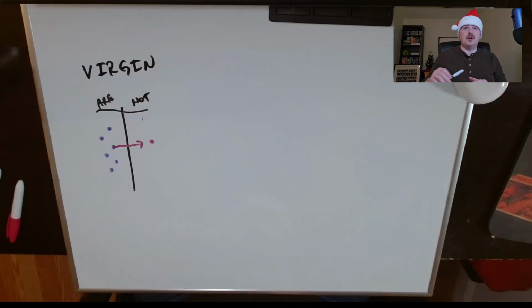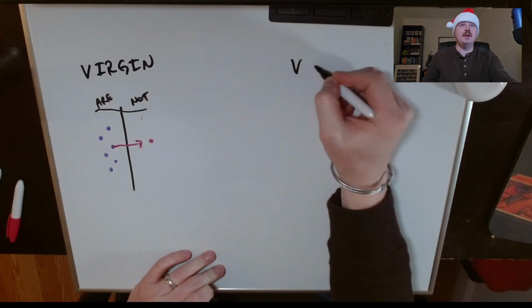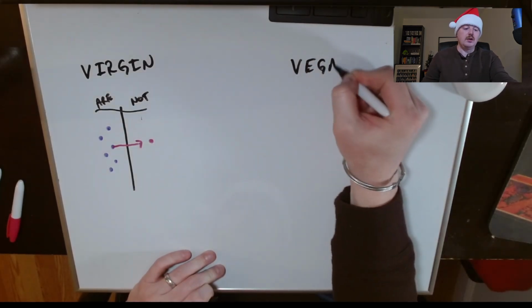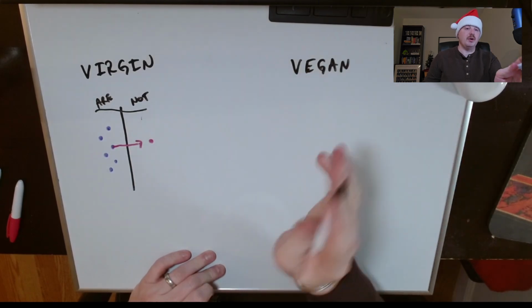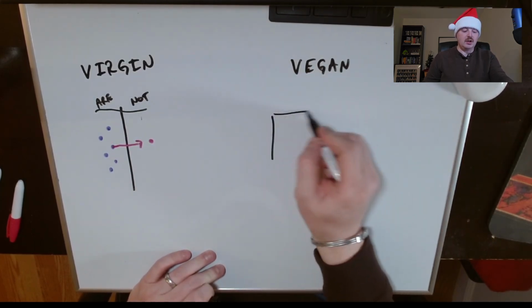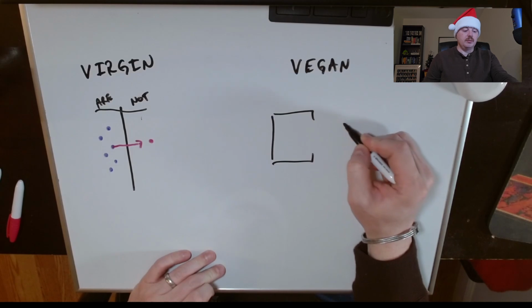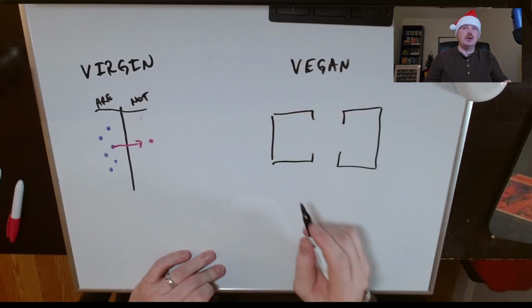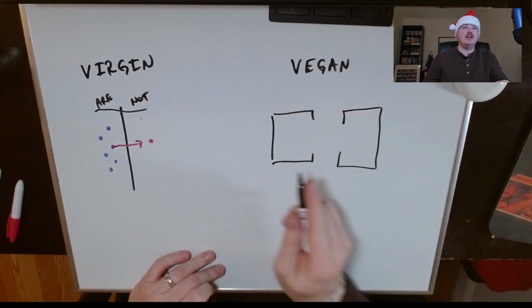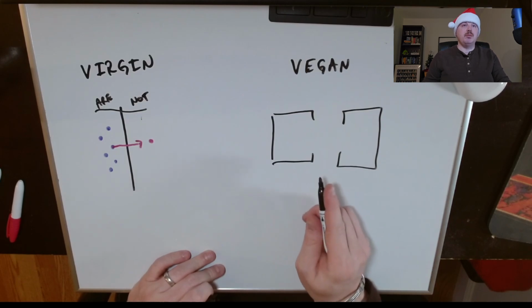Okay, so what's the other model? This is the vegan model. How do you know if someone is vegan? They'll tell you, but that's not the joke we're here to make today. So the vegan model works a little bit something like this. It's similar to the Virgin model, but it is a little bit better and it has a couple more advantages.